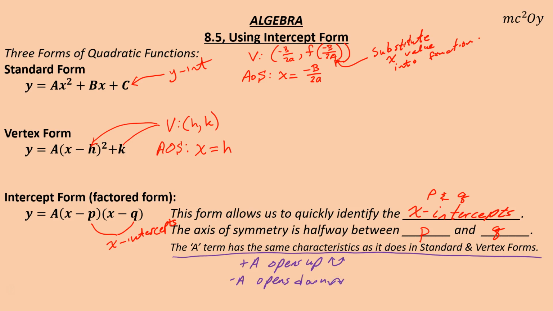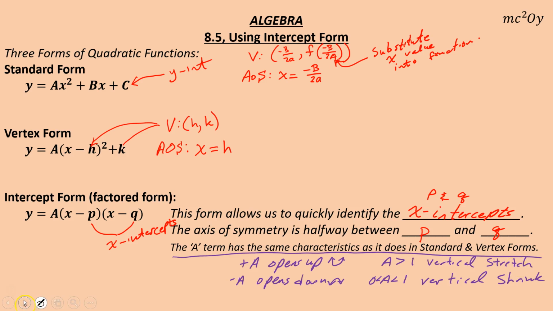It also tells us, when a is greater than 1, it's a vertical stretch. And when a is between 0 and 1, it's a vertical shrink. Shrink just means it gets wider. Stretch means it's getting narrower.